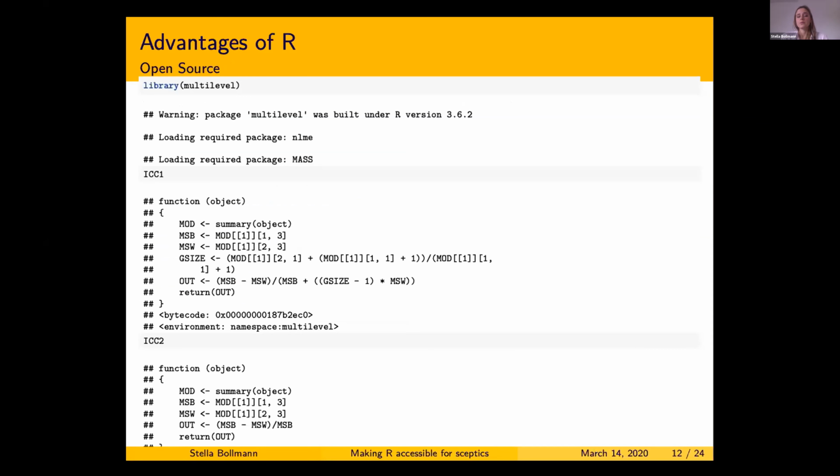So whenever I don't really understand what my function is doing, I can just type in the name of the function and I get a description of what exactly it's doing. Here I have the example of the ICC, which is a coefficient that is used quite often in social sciences. And there's very many different ways of computing it. And every program does it differently. So here I just typed in two versions that are implemented in the multilevel package. And you can see it's just a couple of lines of code, and afterwards you know exactly how the ICC is computed in this case.